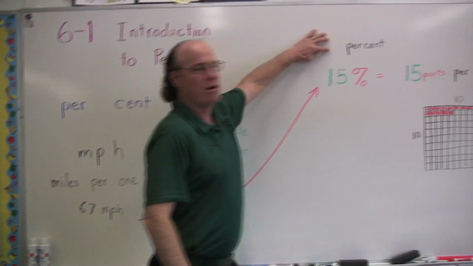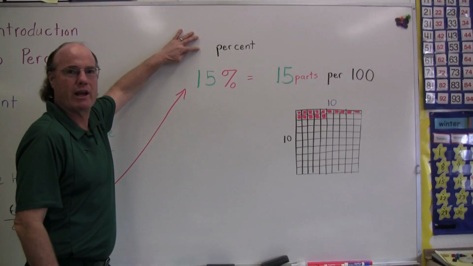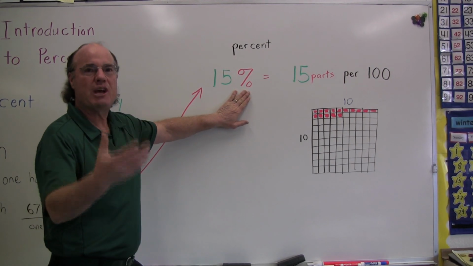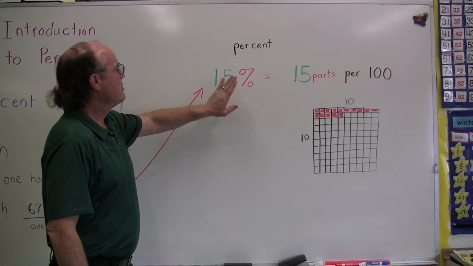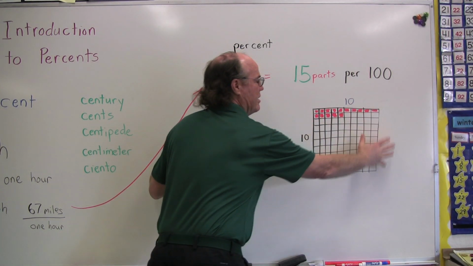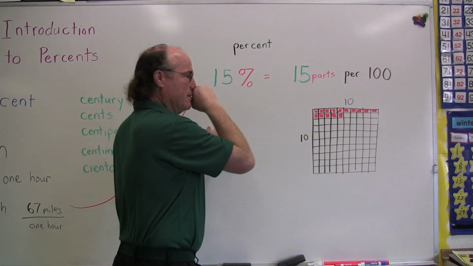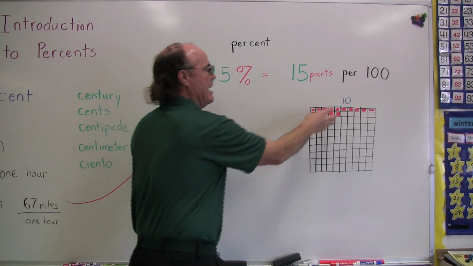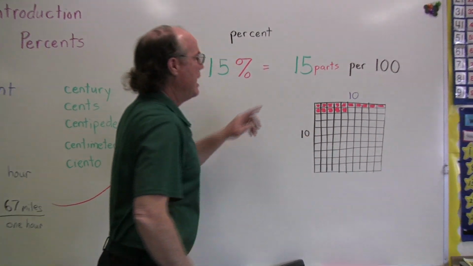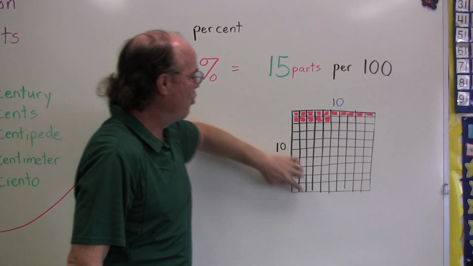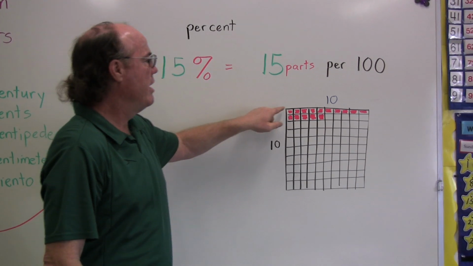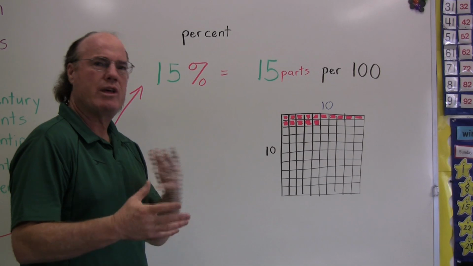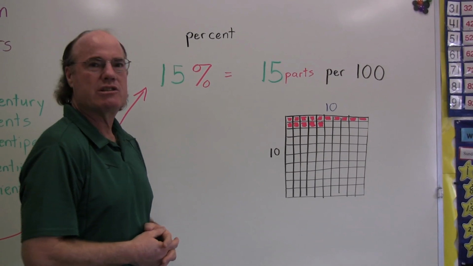Now let's just go over here to our first percent, okay? So let's say we have 15% of something. That means out of, let's say, 100 parts, 15% would be about this much. We have a 10 by 10 grid, and 15% means out of 100 parts in this whole, 15 of those are counted. Okay? So that's just a little basic introduction to 6-1.